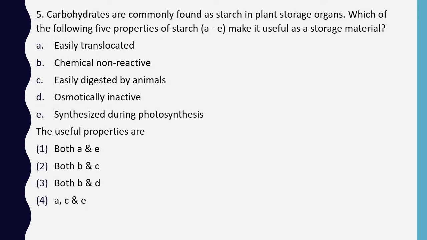Question number 5. Carbohydrates are commonly found as starch in plant storage organ. Which of the following 5 properties of starch makes it useful as a storage material? The properties are A, easily translocated, B, chemically non-reactive, C, easily digested by animals, D, osmotically inactive, E, synthesized during photosynthesis. Which of these properties makes starch the storage form of carbohydrate?